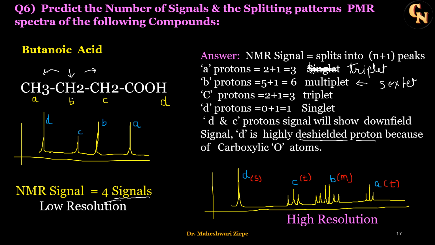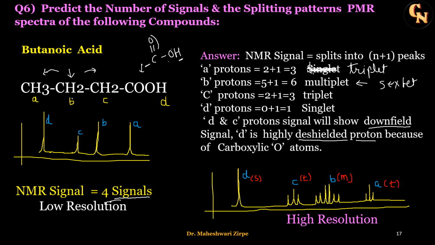So their signals will be more towards the left hand side, that is towards delta equal to 10, which we call highly de-shielded protons, and we will get downfield signals for D and C. So if you see, D is the most highly de-shielded because it is directly attached to the oxygen, as well as because this carboxylic acid is attached with OH, this hydrogen is attached with an oxygen electron withdrawing group, and next to the oxygen there is also a C double bond O, and we know that C double bond O is a highly electron withdrawing group. Okay, the carbonyl oxygen is a highly electron withdrawing group.